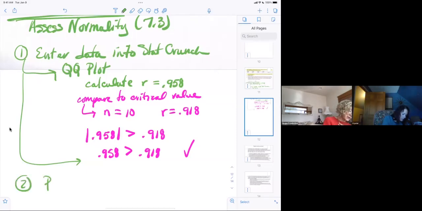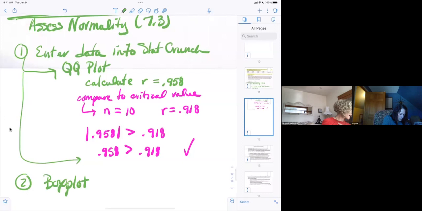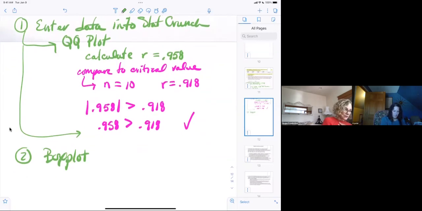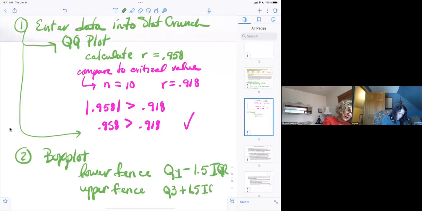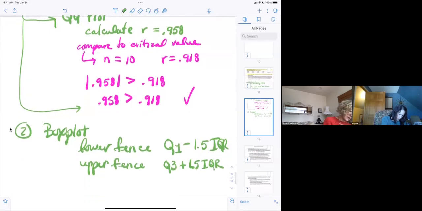The second thing is the box plot. So on your box plot, you want to calculate the lower fence and the upper fence. So the lower fence would be your first quartile minus 1.5 times the interquartile range. And the third quartile plus 1.5 times the interquartile range is your upper fence. And the interquartile range, remember, is the distance between the third and the first quartile. So just that subtraction.